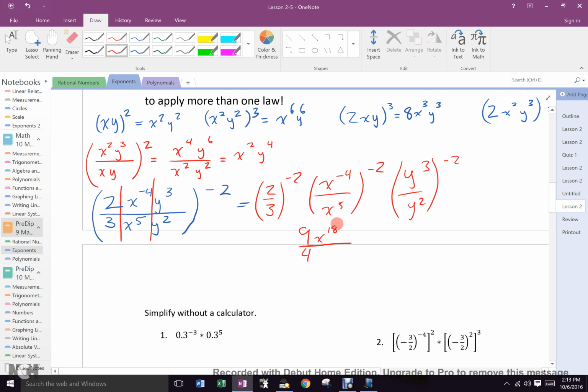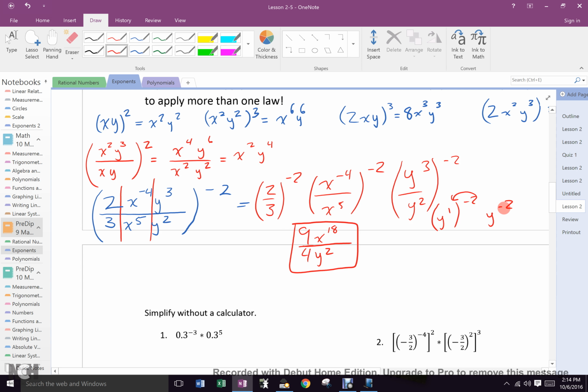What's 3 minus 2? 1. So that's y to the 1 to what power? Y to the negative 2. Where do negatives go? What if they're already on the bottom? Then they go up. They move. And what happens to negatives once they move? They become positive. That's the right answer.